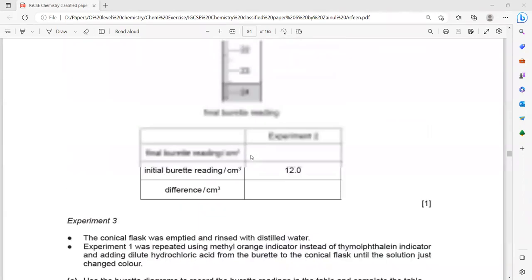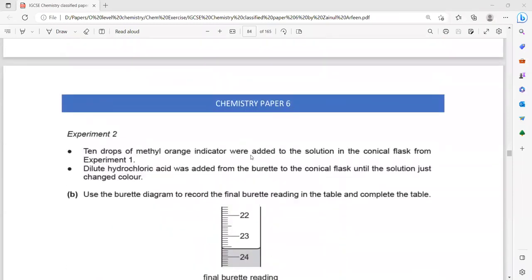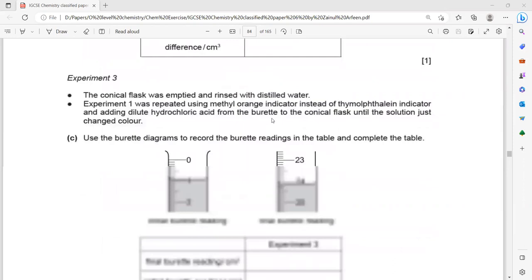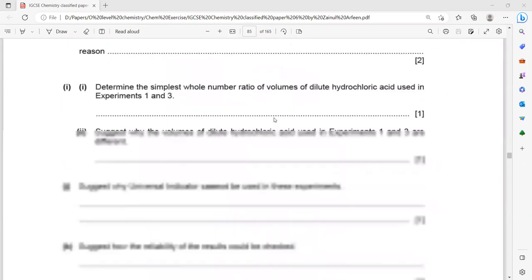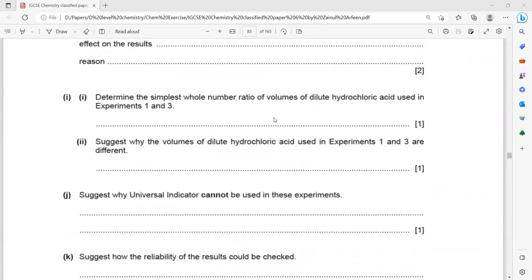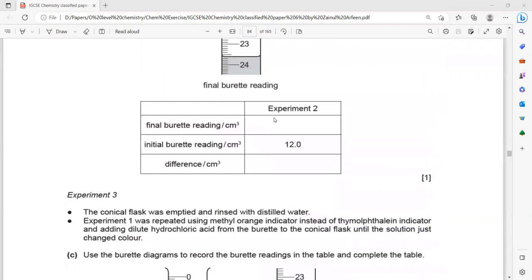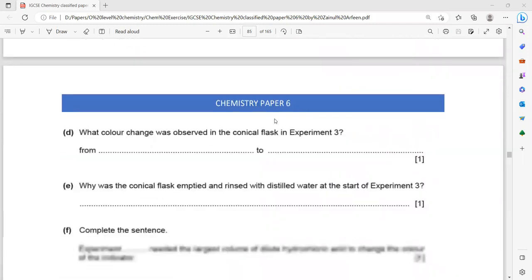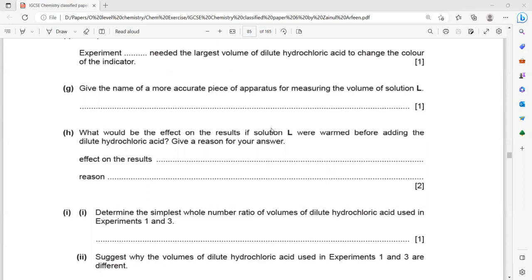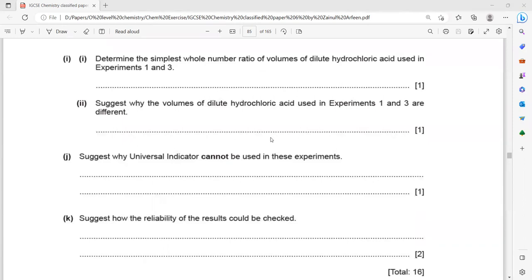So why are the results different? The result depends on the type of indicator as well as the amount of indicator used. The simple reason: in experiment one, first we did the experiment, then we added the indicator, then we continued. But in experiment three, we rinsed everything and then added methyl orange. So the idea is that the first two experiments are like a mixture of two reagents, but the third experiment is totally methyl orange.